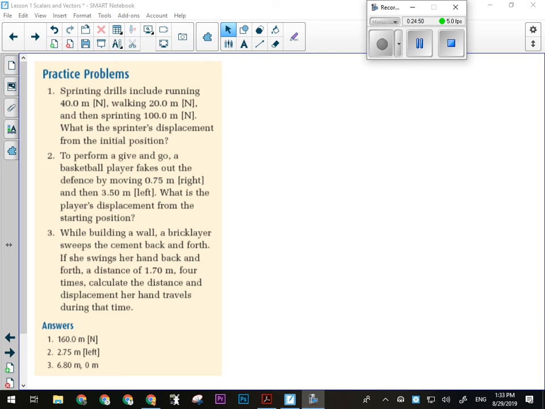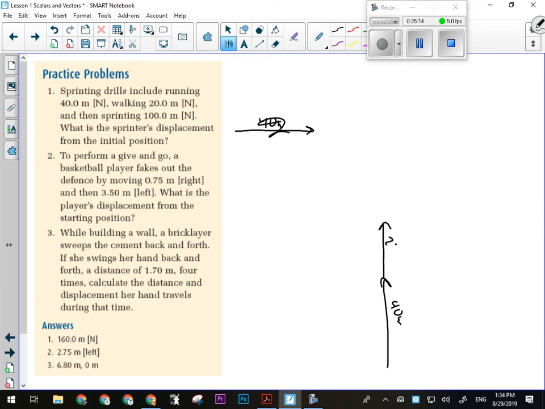Right, so we're looking at number 1 here. We've got sprinting drills that include running 40 meters, then walking 20 meters, and these are all north. 40 meters north, 20 meters north, and then sprinting 100 meters north. If we were going to draw that out, we'd have a 40-meter long vector, and we'll say that's north. Actually, let's draw it right. 40 meters north, 20 meters north, and then 100 meters north. That's roughly to scale. So all 3 were north, and they all add up to 160 meters north. That would be our displacement. What would the distance be?